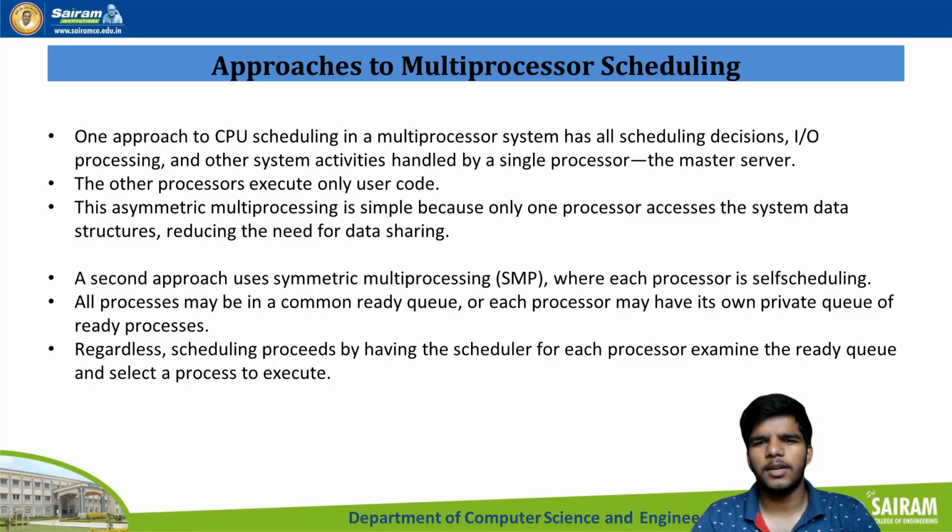It is called symmetric multiprocessing, where each processor is self-scheduling. All processors may be in a common ready queue, or each processor may have its own private queue of ready processes. Regardless, scheduling proceeds by having the scheduler for each processor examine the ready queue and select a process to execute.